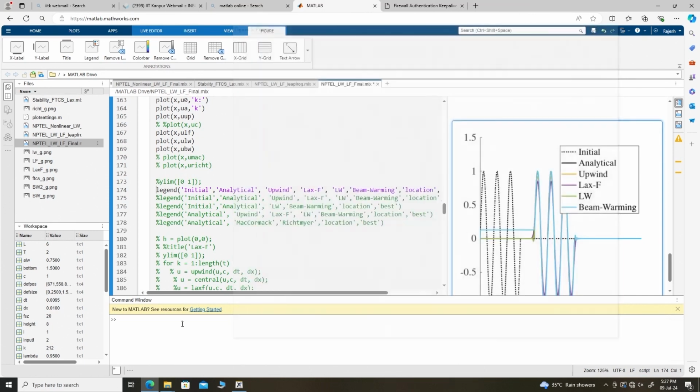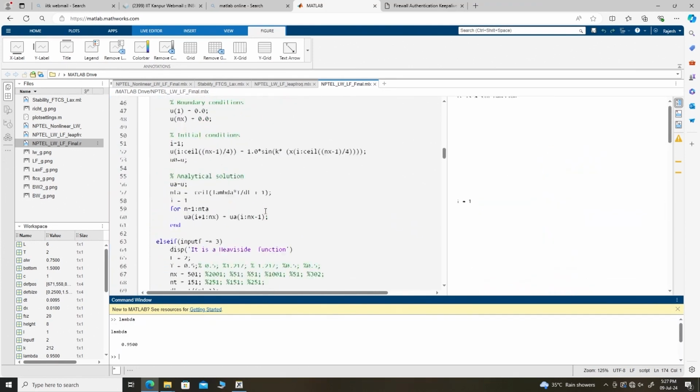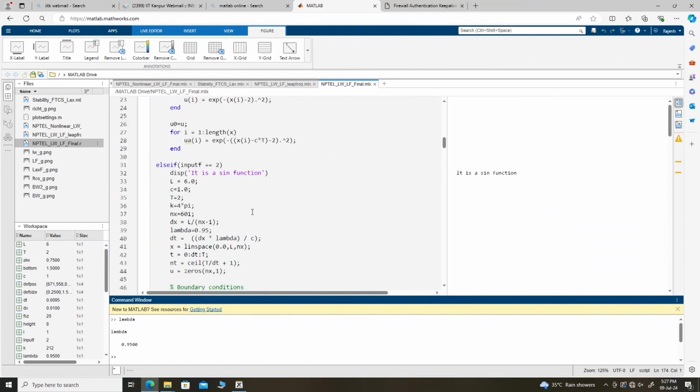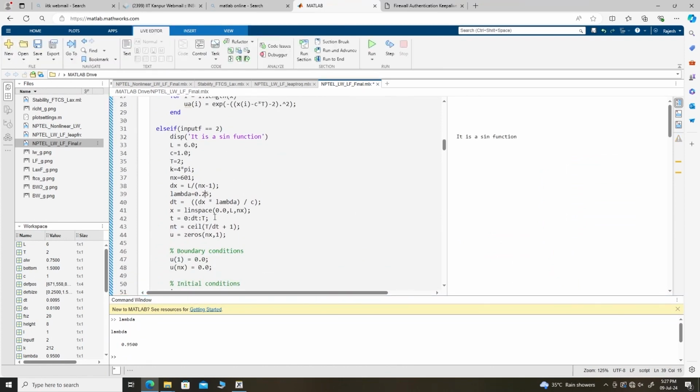Okay. What is the value of lambda here? Okay, lambda is 0.95. Okay, let me change the lambda and let us use the value of 0.25. In this case, I can directly change the value of lambda. So, as I change the value of lambda, my dt almost immediately gets set. Okay. So, if I am changing the value of lambda, run it.